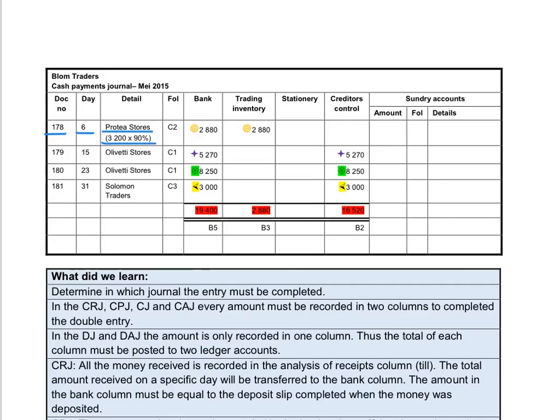Every amount that we record in the cash payments journal must be recorded in 2 columns to complete my double entry. The money that will be taken out of the bank will be 2,880. We are not paying a creditor. So although Protea Stores is also a creditor of the business, in this specific transaction, we bought the goods for cash. So we will indicate that our trading inventory will increase with 2,880.